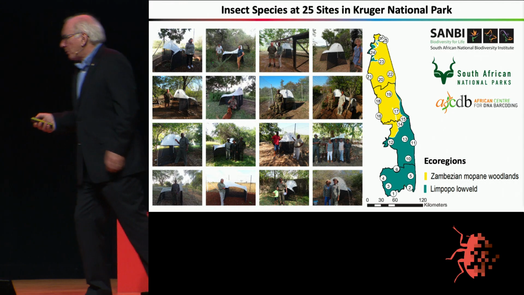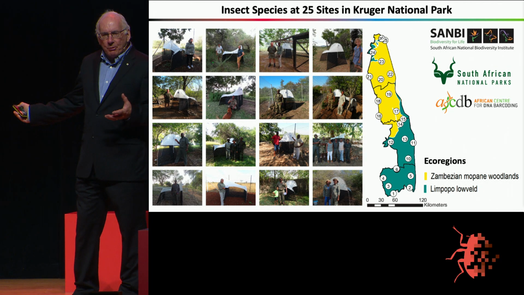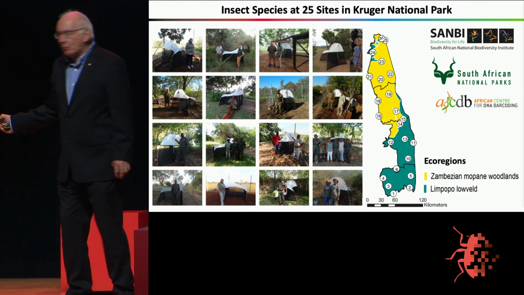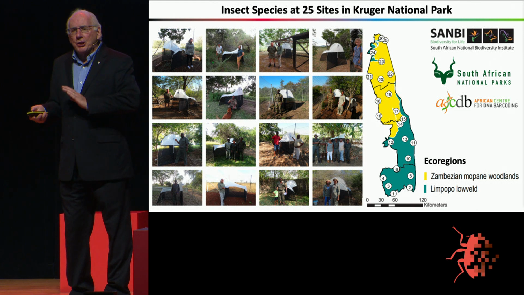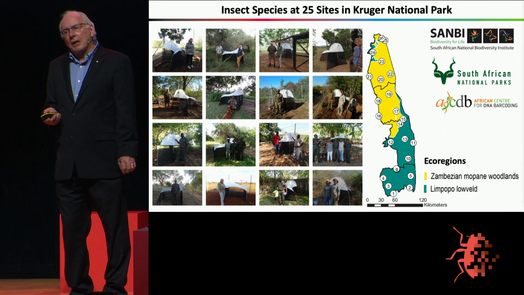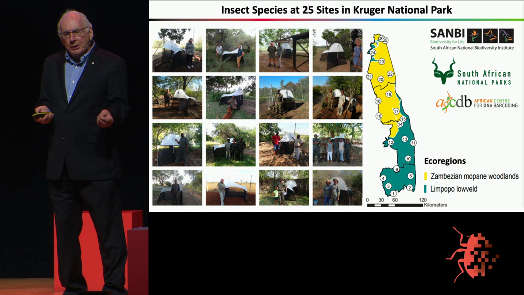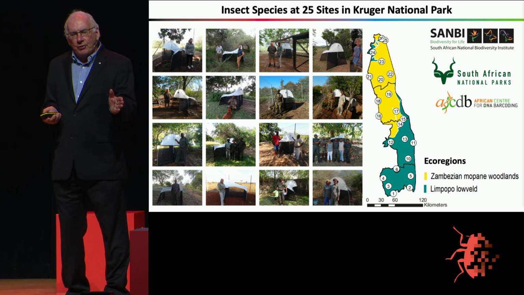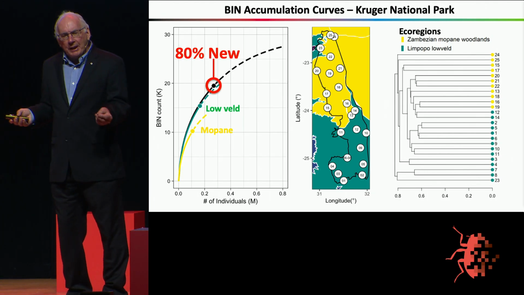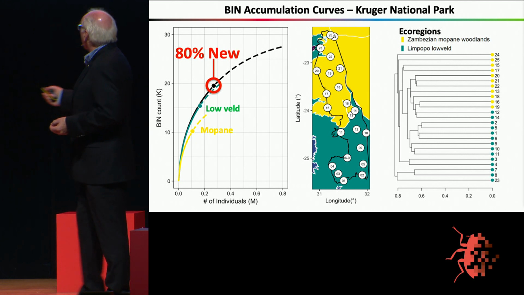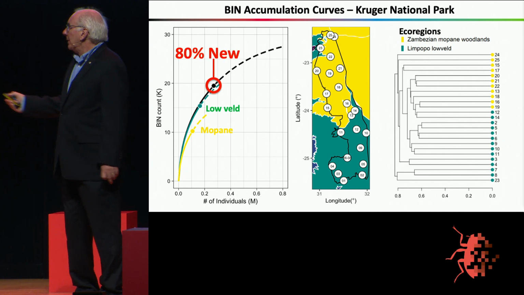And here's Kruger. And the rangers oversaw this malaise trapping program for a year. It was fantastic, and they did a great job of it. There are two ecoregions in the park, and there was essentially no information on the insect community in that park. And in the course of 1 year, these samples were made. The samples finished collection in June of this year, and the results are all available today. We have records for 20,000 species. 80% of them were new to the BOLD system.